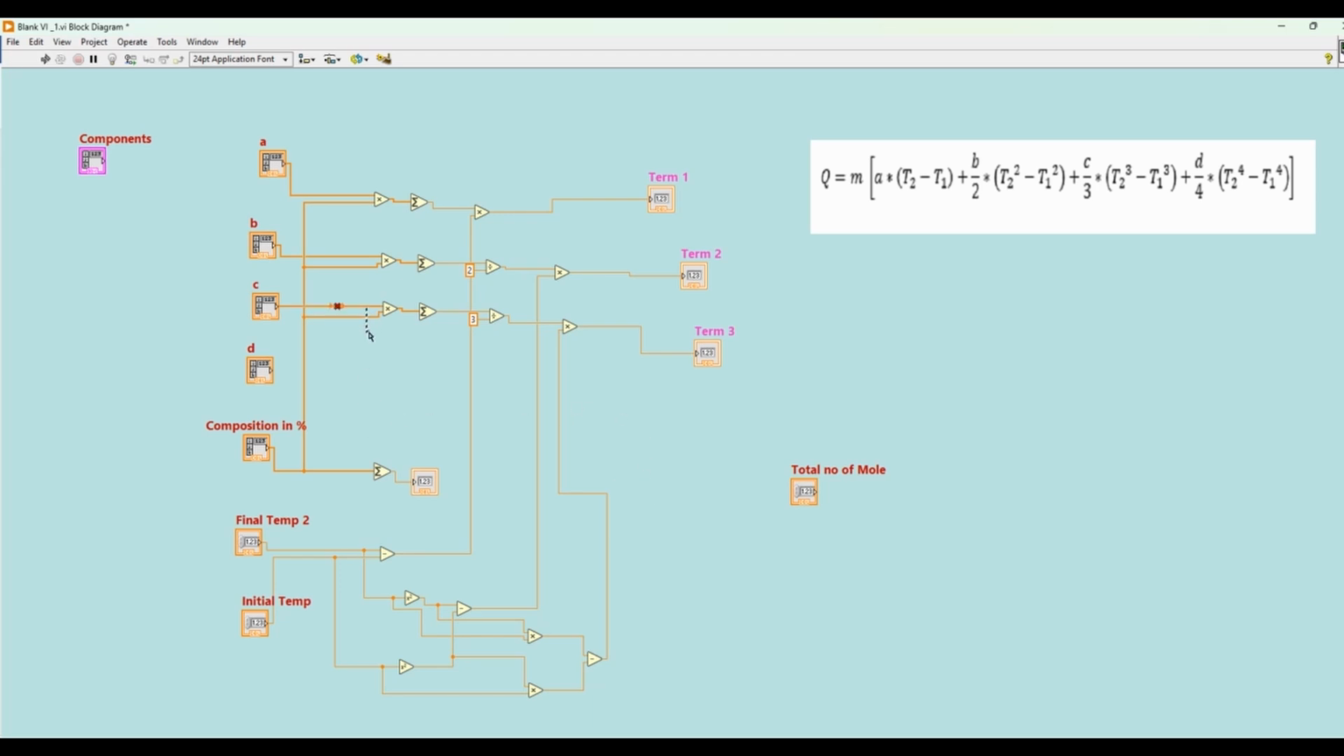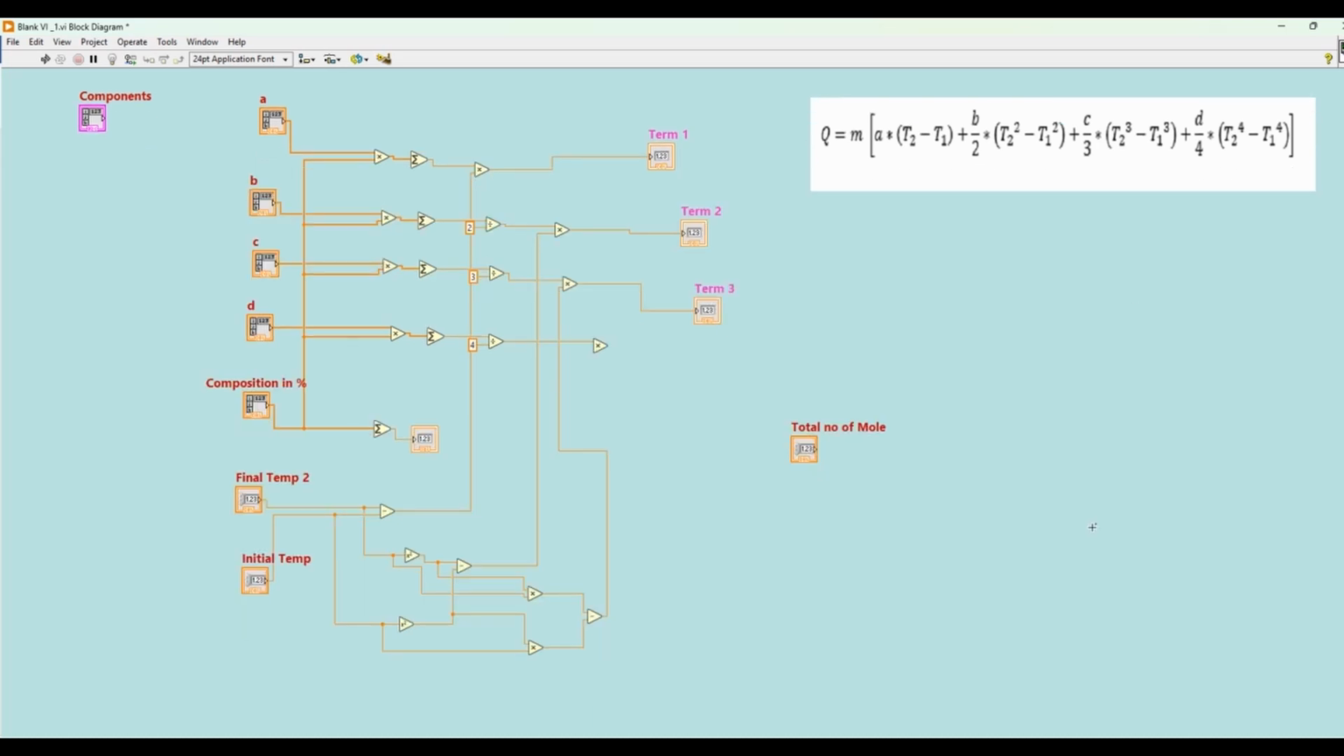Okay, similarly I'll go back again and copy and paste. This is your D, and this is your composition array, and from here again I'll take one divide. So this is summation of all the terms, and from here I'll take the one constant, this is a 4, and take this multiply. So now up till here we have calculated this D upon 4, and then it's multiplied with this T2 to the power of 4 minus T1 to the power of 4.